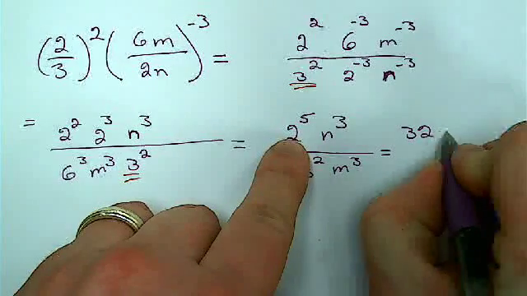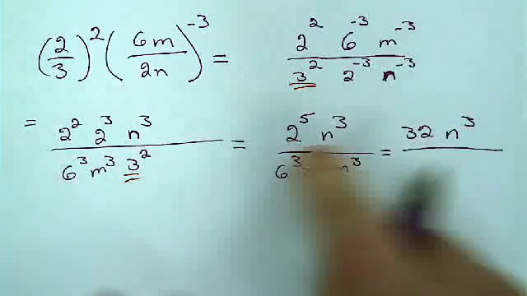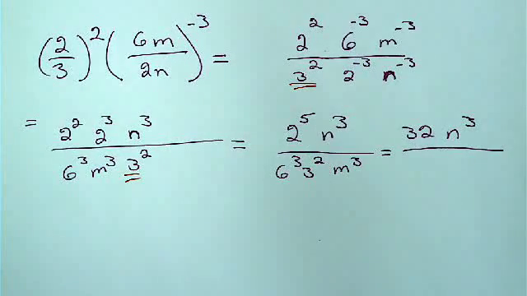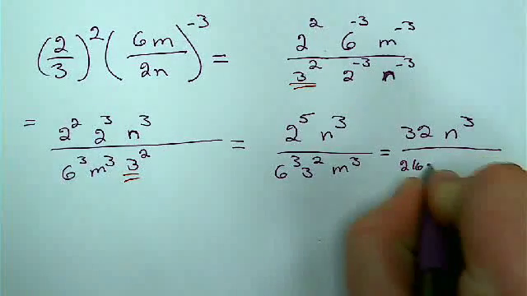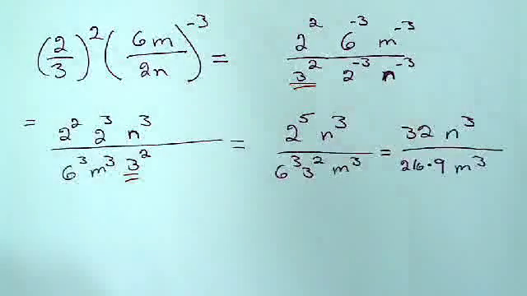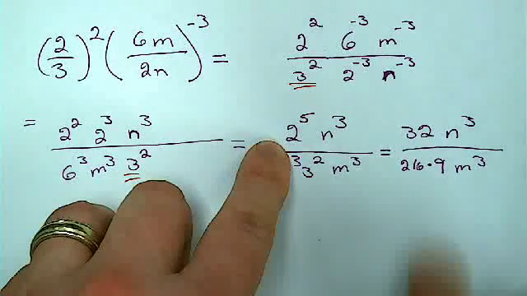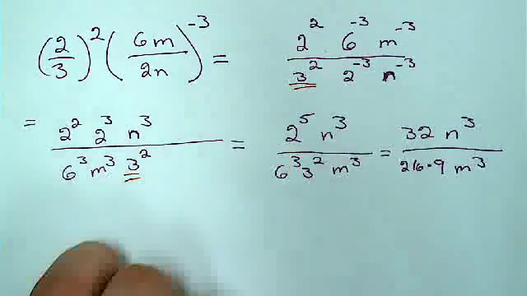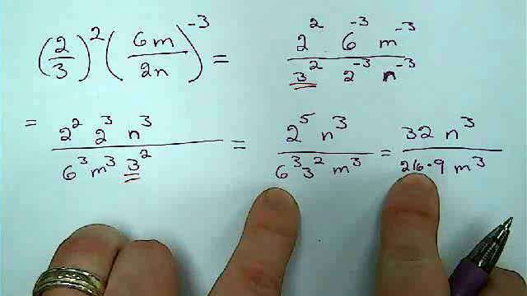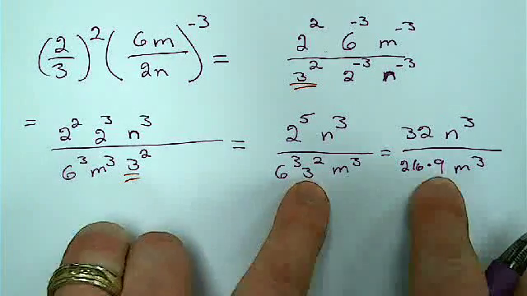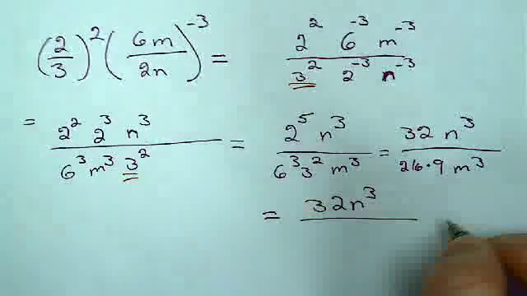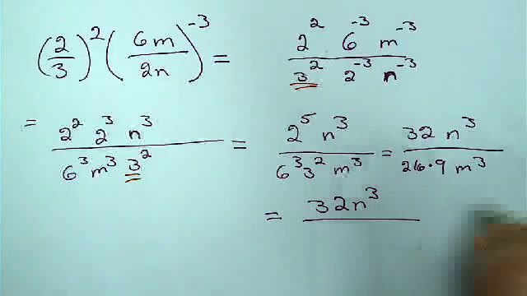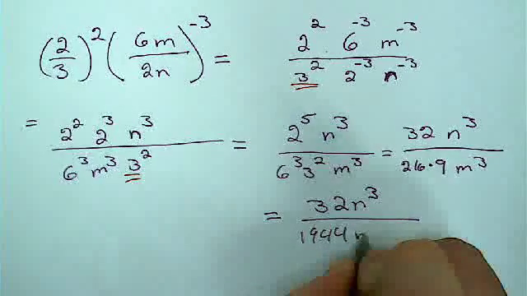I'm multiplying these out now. So 2 to the fifth is 32. 6 times 6 is 36, times 6 more gives me 216, times 9. 2 to the fifth is 32. 6 to the third is 216. 3 squared is 9. Final answer, 32 N to the third divided by 216 times 9, 1944 M to the third.